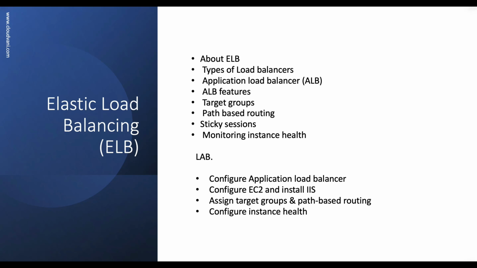And then we are going to do the same thing in the lab. So configure the application load balancer, then configure EC2 and install IIS, and then configure the target groups and path-based routing, and finally also configure the instance health to make sure the instance is healthy.